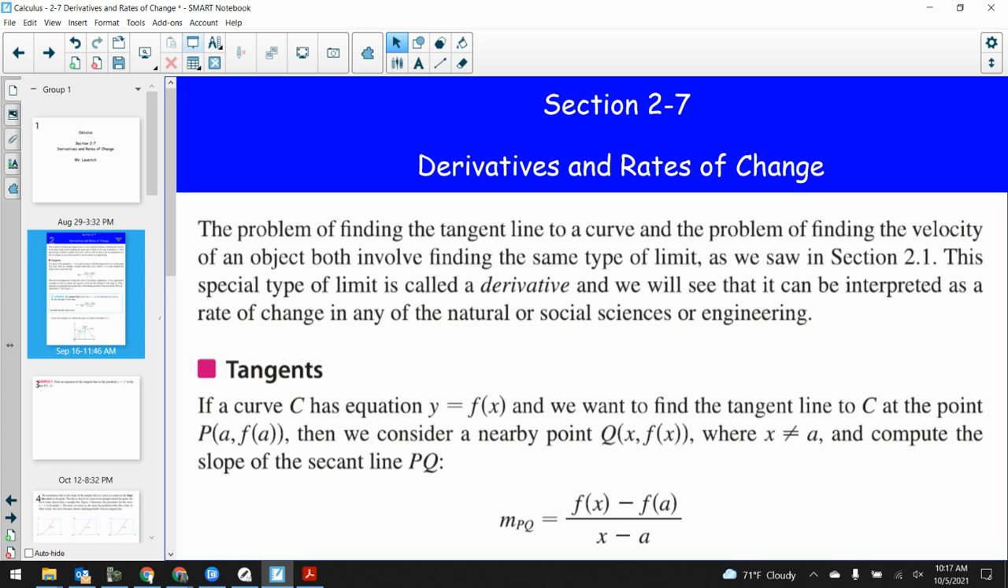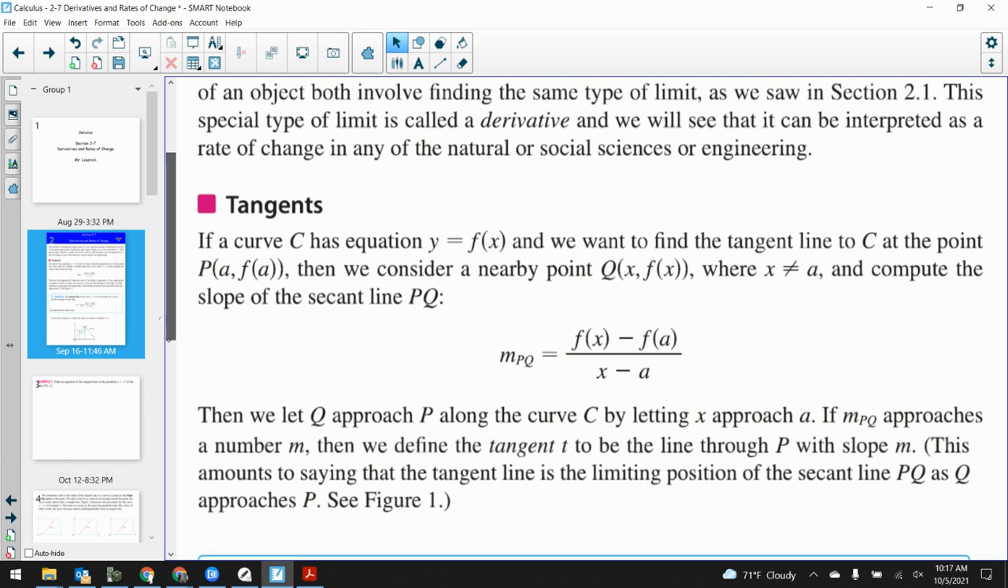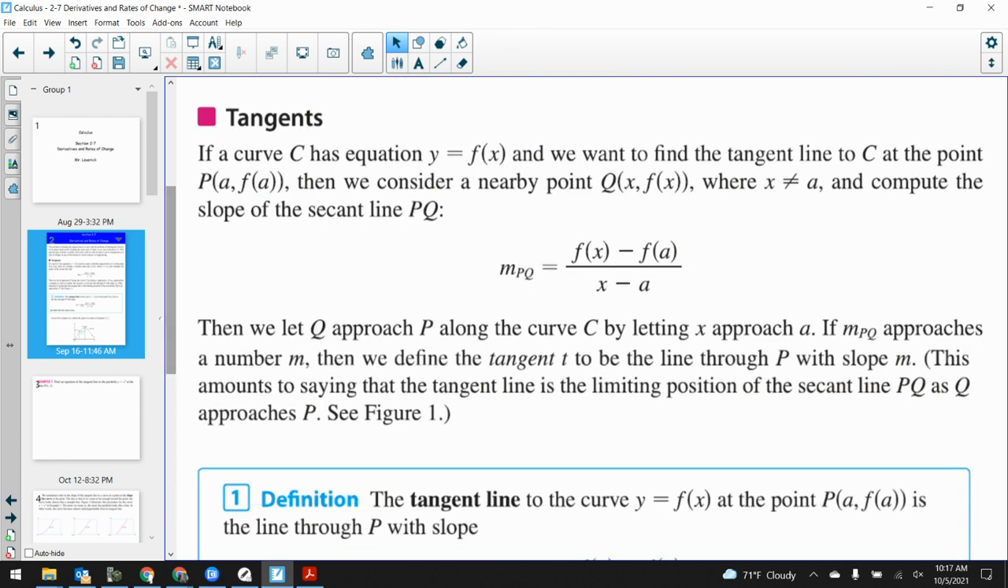Okay, so let's talk about the whole tangent line problem, right? That tangent line problem where we had that parabola and we were trying to get closer to the slope. Okay, if a curve has an equation y is equal to f of x, so just some function, and we want to figure out the tangent line at any point of that function. Now, and this is really important, you're looking for the slope of a tangent line at a point, okay? That's very important that I say at a point.